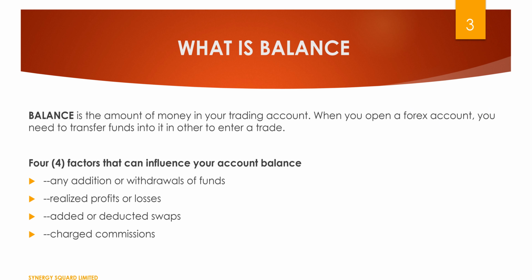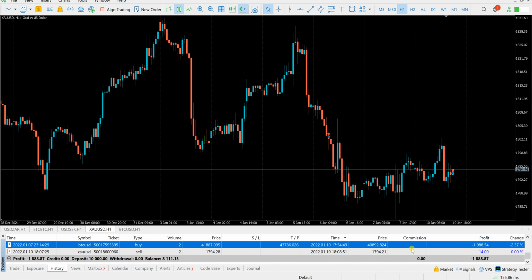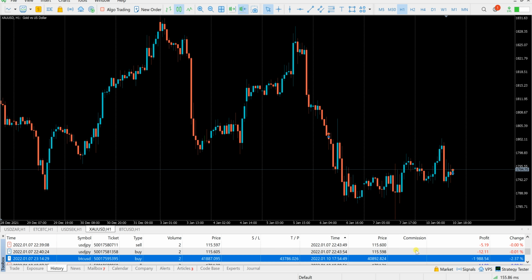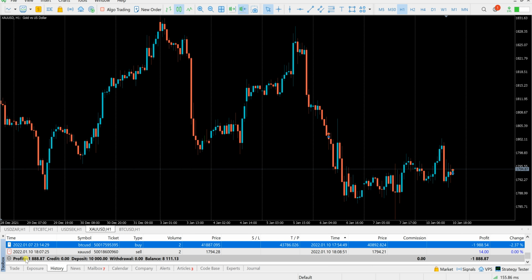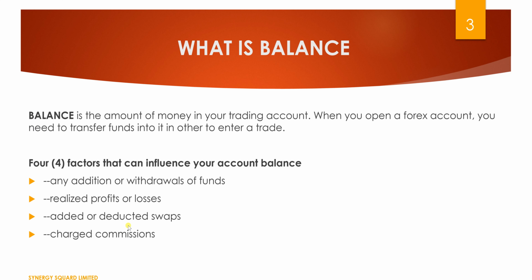Then we also have another, which is added or deducted swaps. We also need to learn about swaps, which is the commission or the fee charged for a position that is rolled over, either for a positive swap or for a negative swap. Then we also have a charged commission, of which, if you check also, there is a column where you can see the commission that is charged on your open or closed position, which will also affect your balance. So in summary, we can say that your balance is your risk capital.